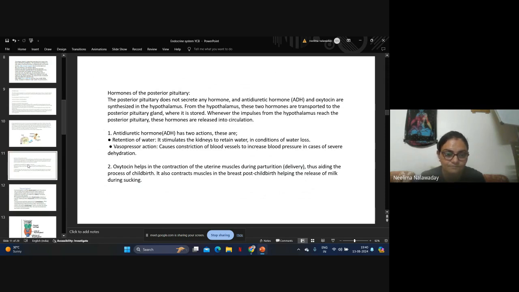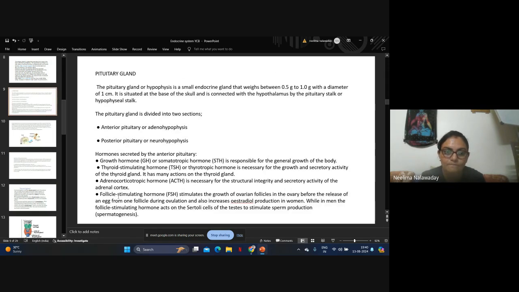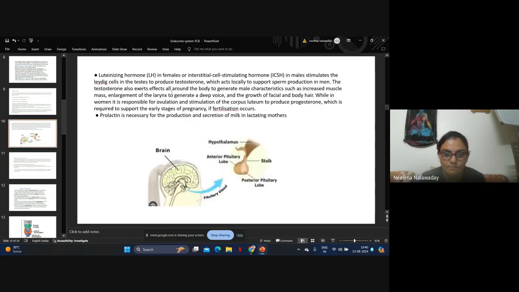Anterior pituitary: growth hormone, thyroid stimulating hormone, adrenocorticotropic hormone, follicle stimulating hormone, luteinizing hormone. Luteinizing hormone is present in males as well as in females. It is responsible for testosterone production, and prolactin is necessary for the secretion of milk in lactating mothers.